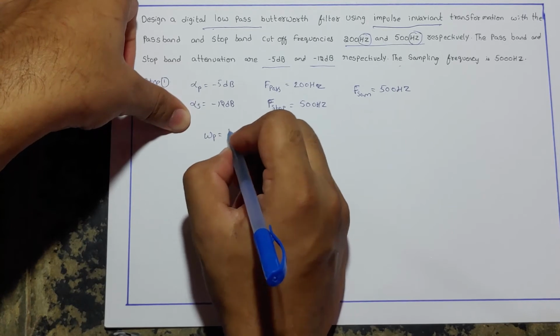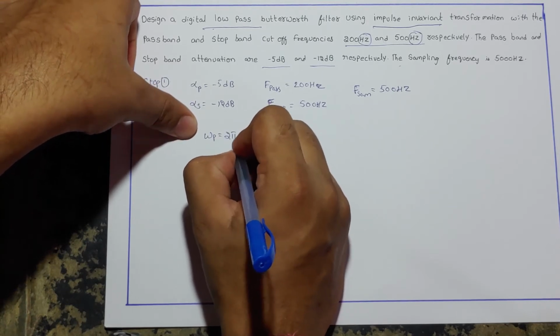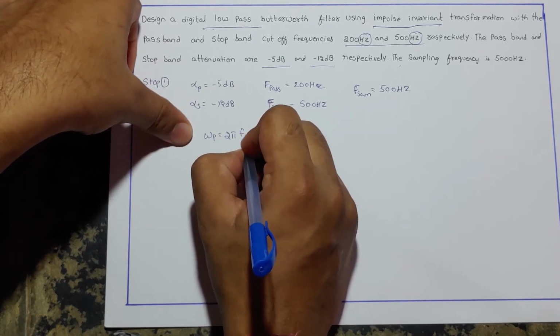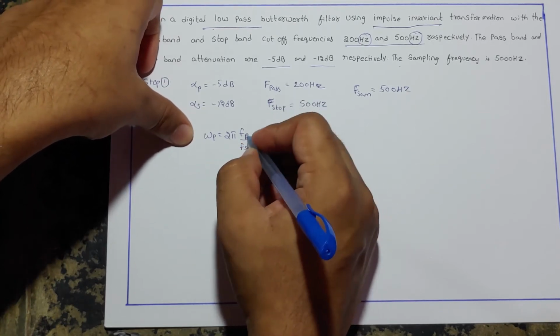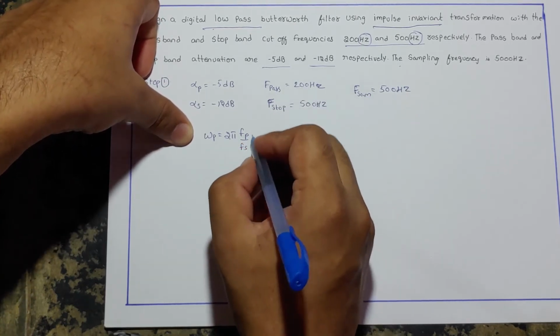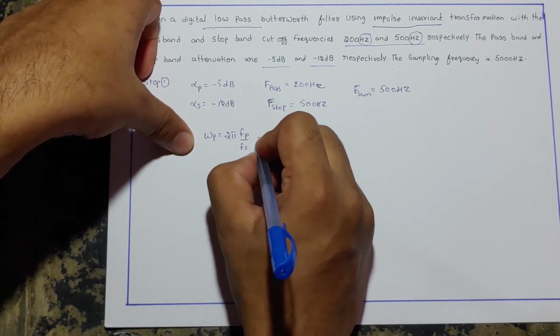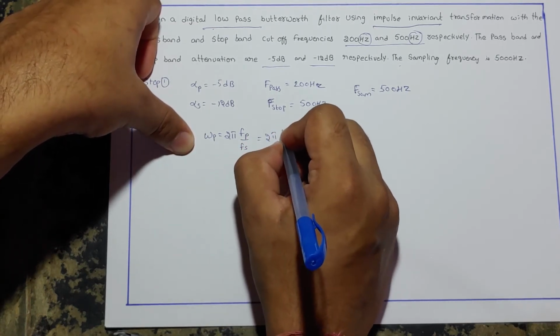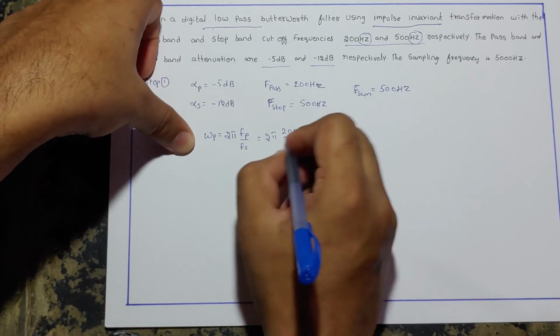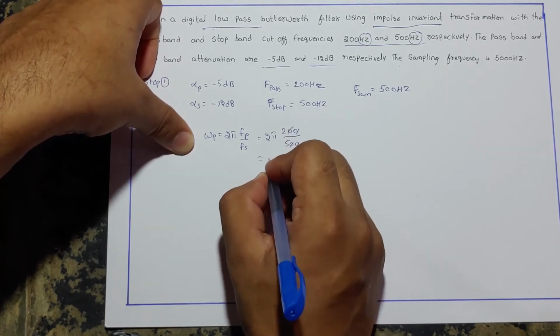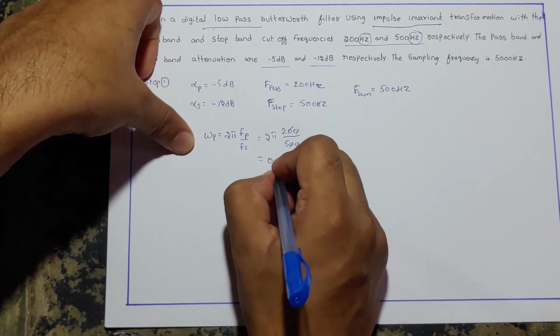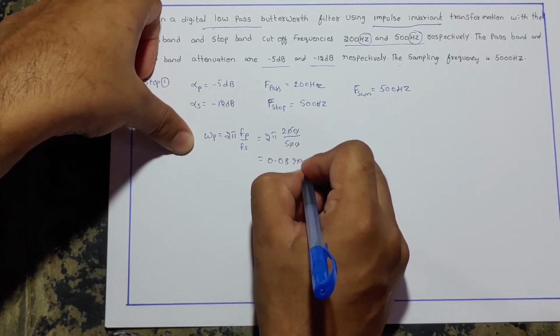Pass band frequency is equal to 2 pi fp by fs, where fp is the pass band frequency and fs is the sampling frequency, which is equal to 2 pi times 200 by 500. After calculations, this is equal to 0.08 radians per second.